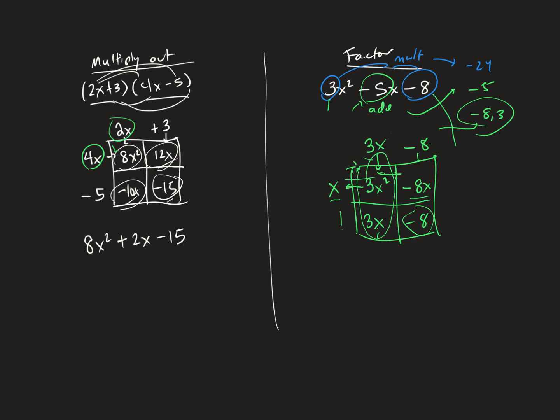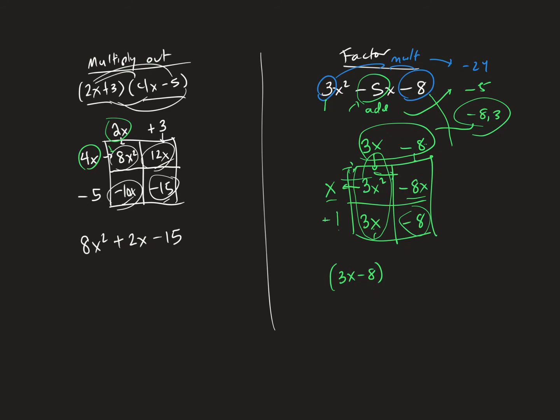So the two factors I have are 3x minus 8 and x. And I should have pulled out a positive one here, so that should be a plus 1. So x plus 1. So you can see this is actually a lot like grouping in that we're writing those four terms, we're pulling common factors out. I just think the box is a little more visual, so I like to use it a little bit more.